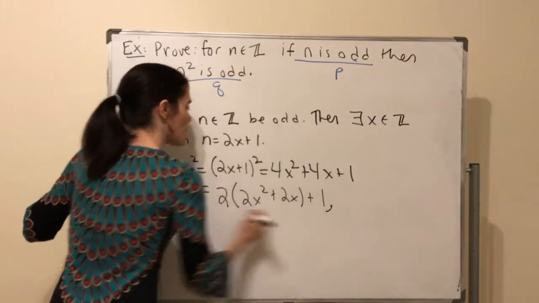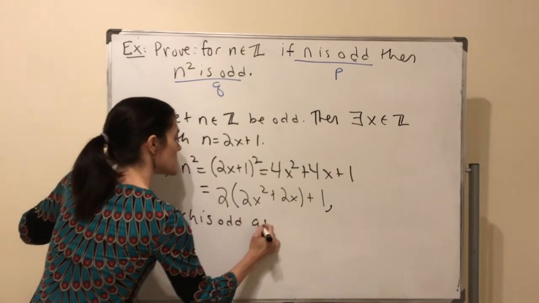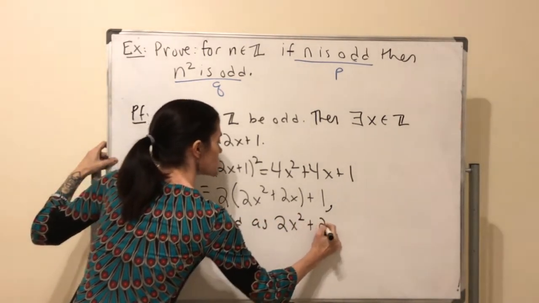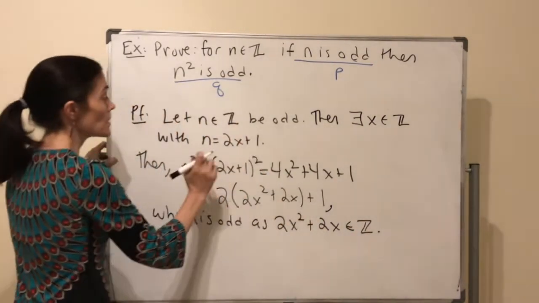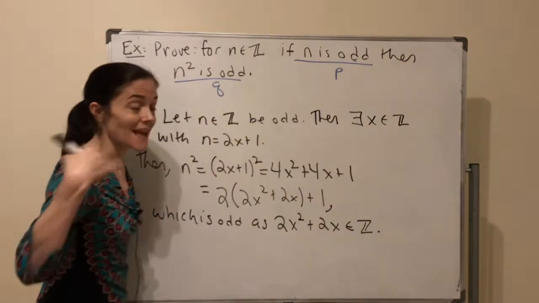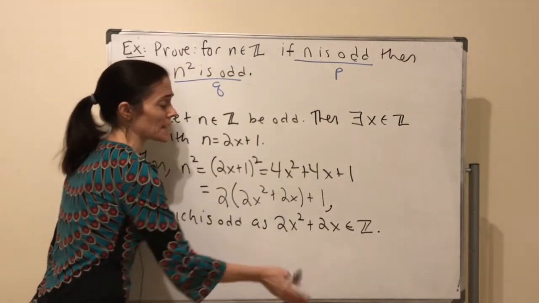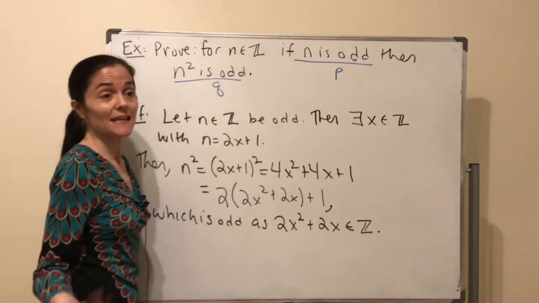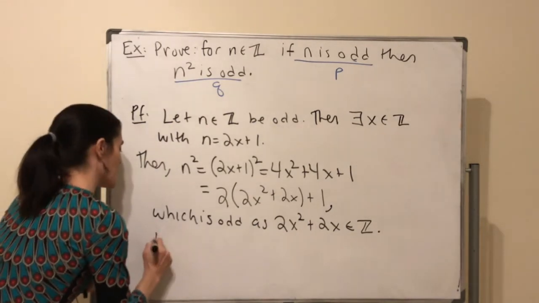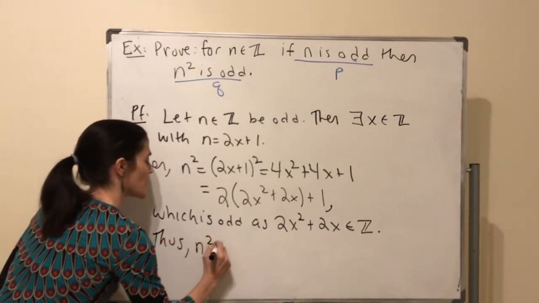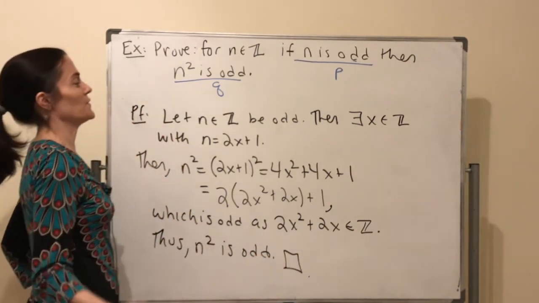So maybe comma, which is odd, as 2x squared plus 2x is an integer. Well, we stated x was, and this is one of the things that we mentioned. If you add, multiply, or subtract integers, you land yourself back in the integers. So thus, n squared is odd. And this completes our proof.